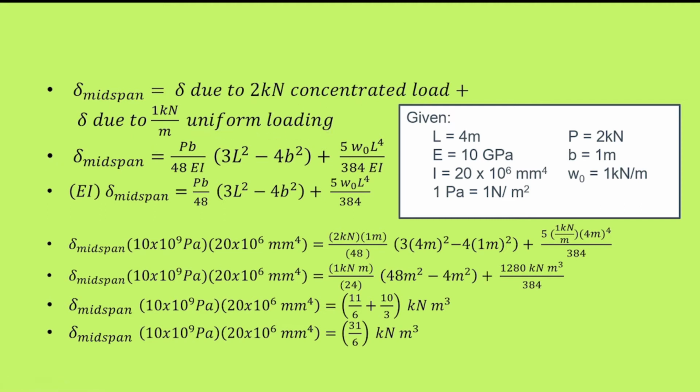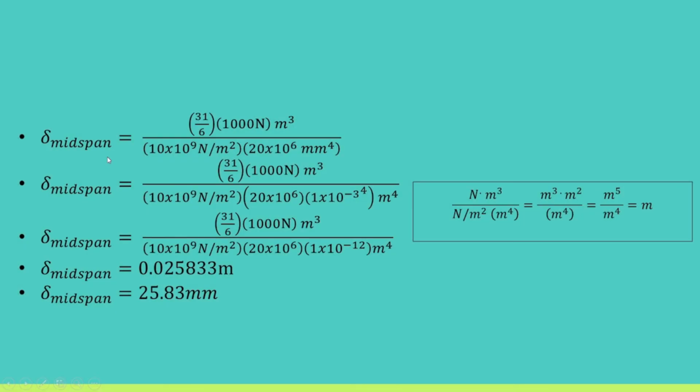To simplify, we substitute the two formula that we discussed for the two cases. I listed here the given and then substitute to simplify the equation. In my solution, I multiplied both sides of the equation with the Young's modulus and moment of inertia to reduce the equation, and I came up with the deflection in midspan multiplied by the Young's modulus and moment of inertia is equal to 31 over 6, and the outcome of the unit is kilonewton meter cube.